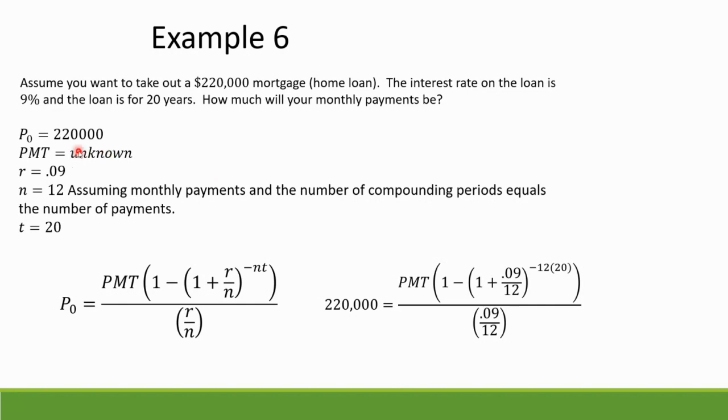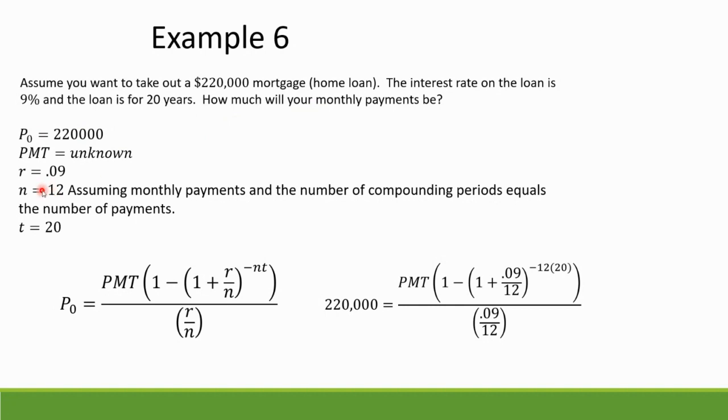Okay, so P sub 0, that's the initial loan balance, right? That's the mortgage amount. That's how much you owe. So we owe initially $220,000. We're looking for PMT, right? That's what it says. What are your monthly payments? Also, monthly payments tells you the account is compounded monthly.